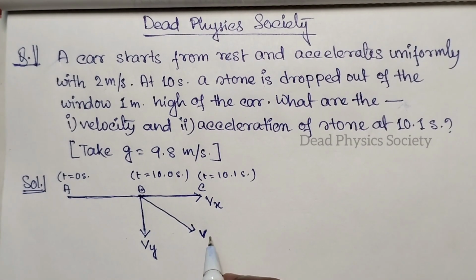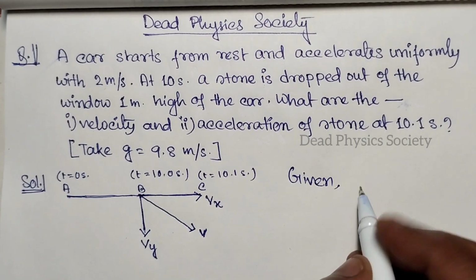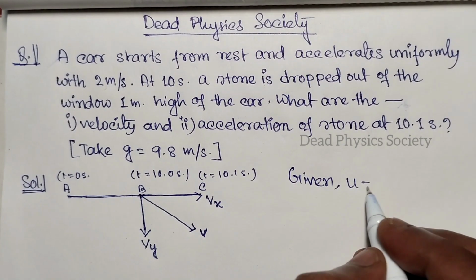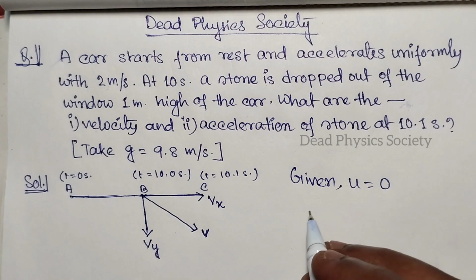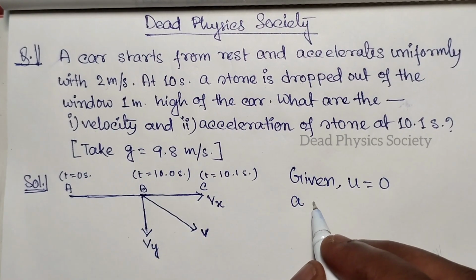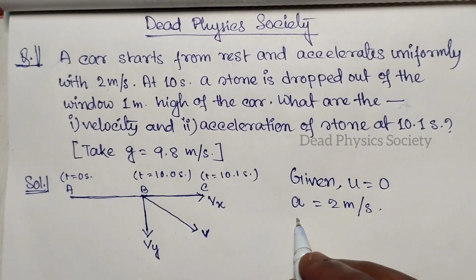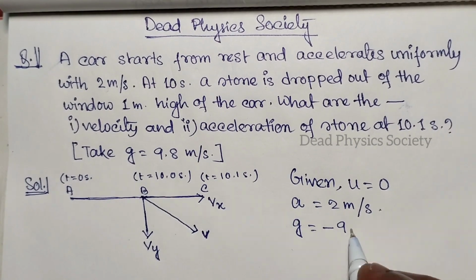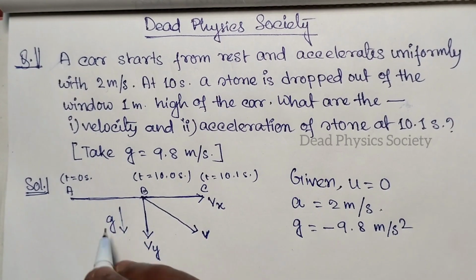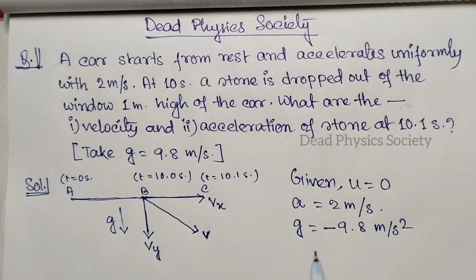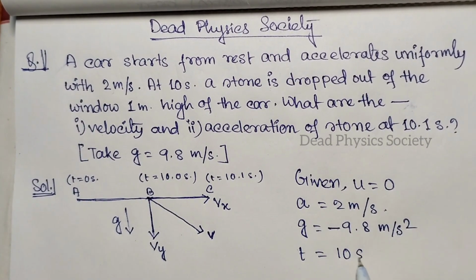So let's solve this problem. Given in the question, initial velocity u equals to 0 as the car and the stone start from rest. Acceleration, which is uniform acceleration, is equal to 2 meter per second squared, and gravitational acceleration g equals to minus 9.8 meter per second squared. Since g is downward, we are taking negative sign. And from A to B, the time interval is 10 second.